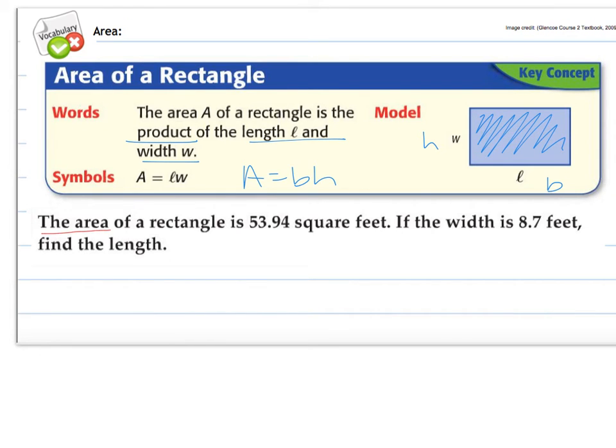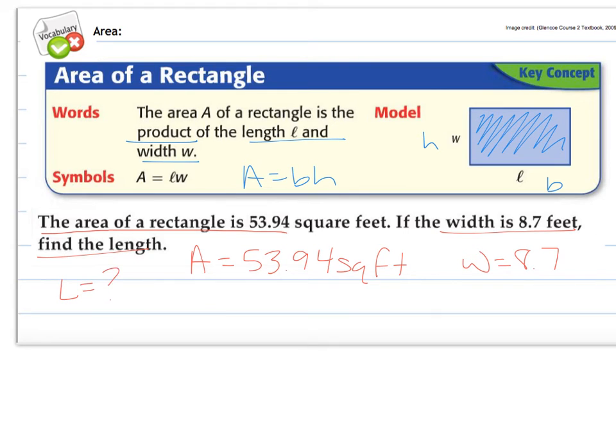So the area of a rectangle is, so I write down what I'm given, area is 53.94. Notice it's square feet. The width is 8.7 feet. Find the length. So we're going right away to use this formula to find what we don't know. So our formula is area equals length times width. We're given a value for area. We don't know our length. We know our width is 8.7.